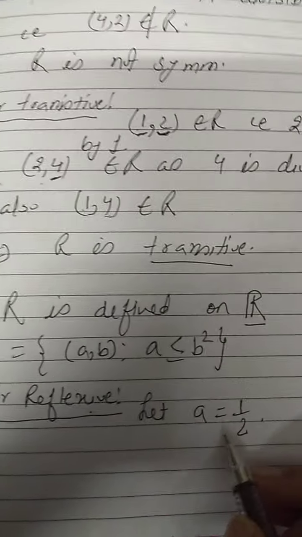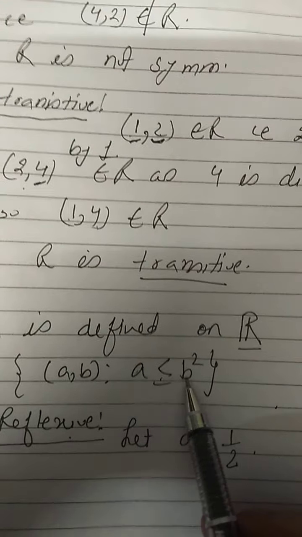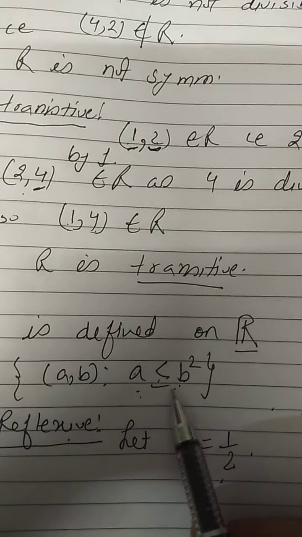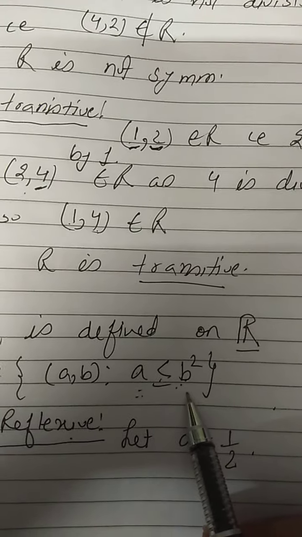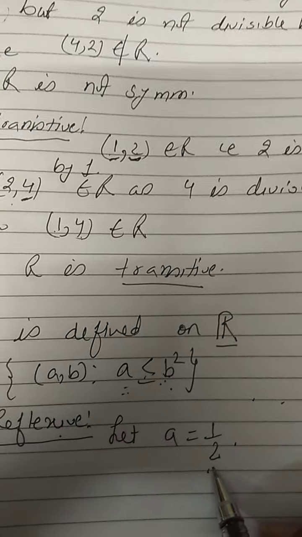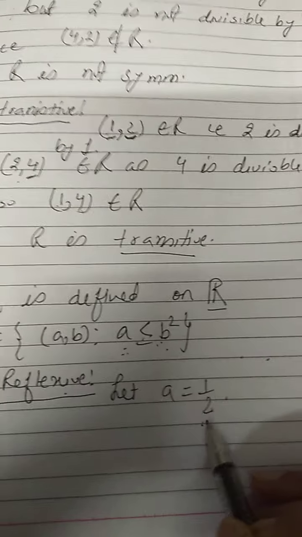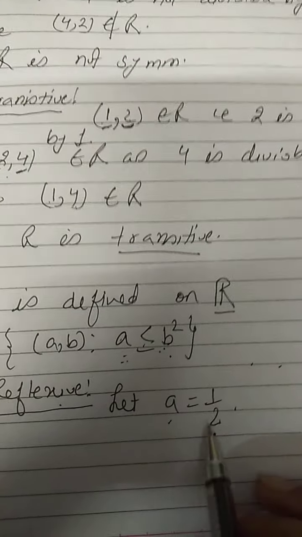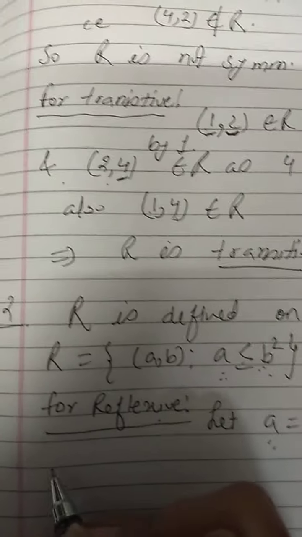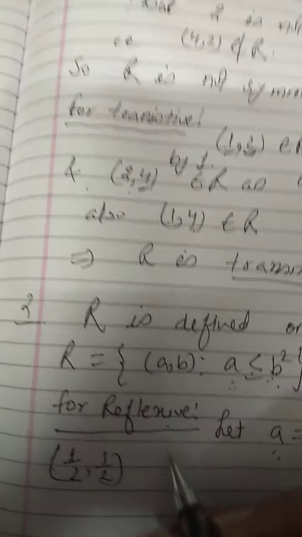I am taking this example because if I take (1, 1), it will always come out true. 1 is always less than or equal to 1 square, that is 1. (2, 2), if I take (2, 2), 2 is always less than or equal to 2 square, right? So better I go for fractions, because if I square a fraction, the number reduces instead of increasing. It can be 1 by 2, 1 by 3, any fraction. So if I take A as 1 by 2, it will be (1 by 2, 1 by 2).